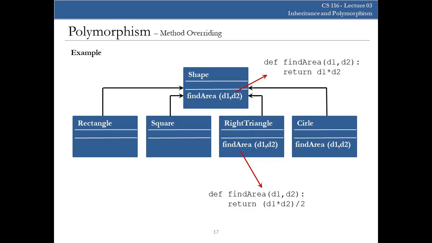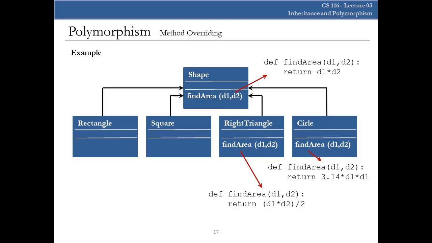Now for circle, there are two problems. First of all, the calculation of a circle requires only one parameter, that is radius, and again the implementation is different too. In method overriding, I cannot change the order or the number of parameters, so I'll have to work with d1 and d2, and there I can pass r multiple times. Like d1 equals r and d2 also equals r, and then I'll be able to find 3.14 into d1, that means this is actually pi r square, or you can write 3.14 into d1 into d2, that will give you the same result.